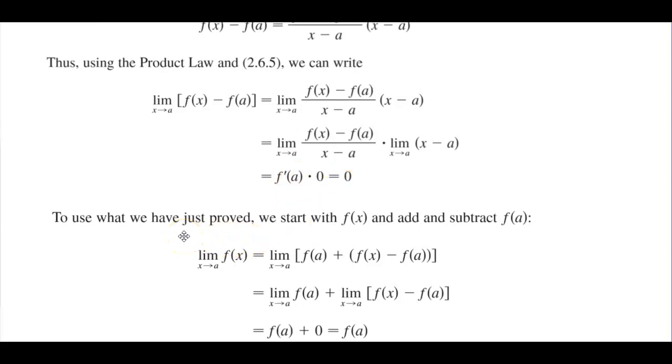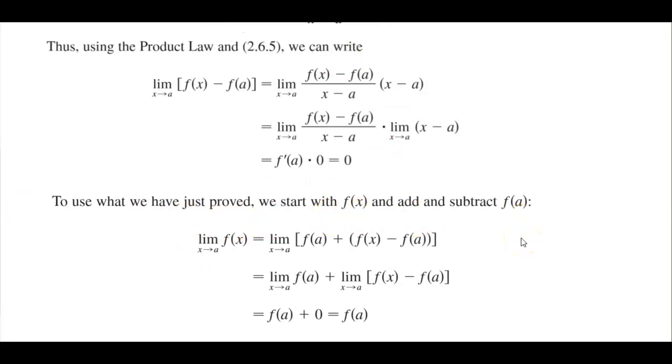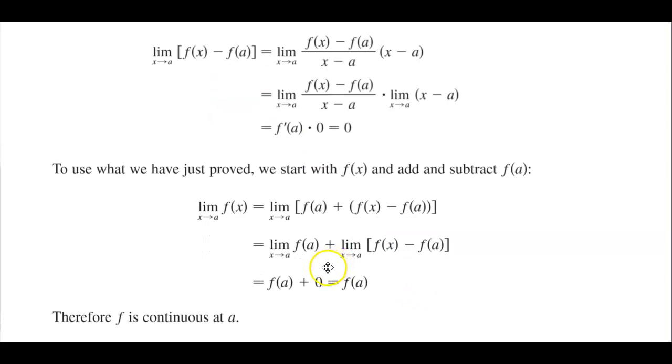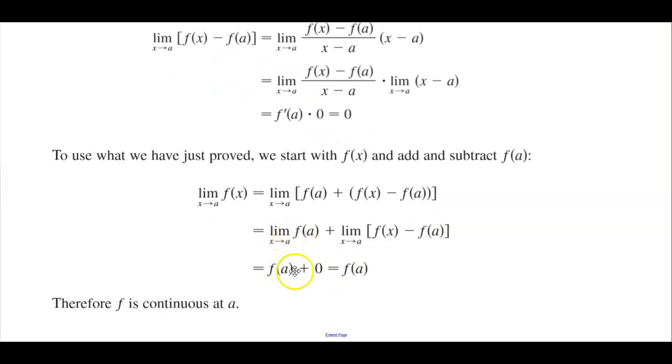So to use what we just have proved, we start with f of x and then add and subtract f of a. So we have the limit as x approaches a of f of x, which is equal to the limit as x approaches a of f of a plus f of x minus f of a. And then we apply the limit using the addition law. So the limit as x approaches a of f of a plus the limit of f of x minus f of a, which we found here to be 0. So therefore, this becomes f of a plus 0, which is equal to f of a. Therefore, f is continuous at that value of a.